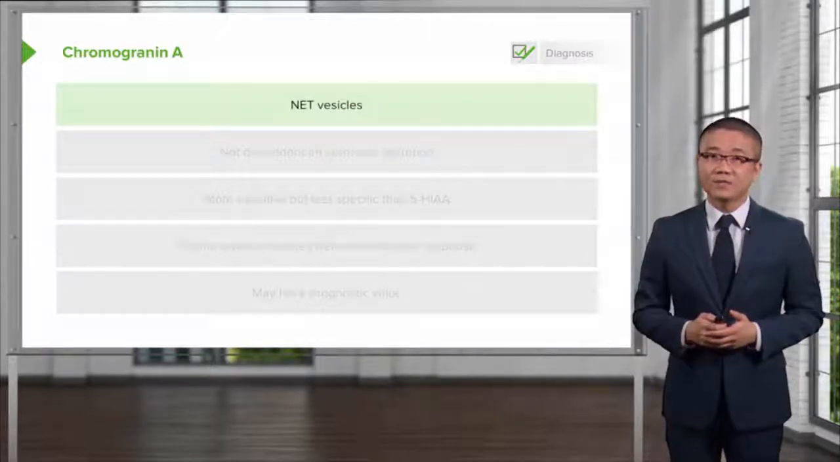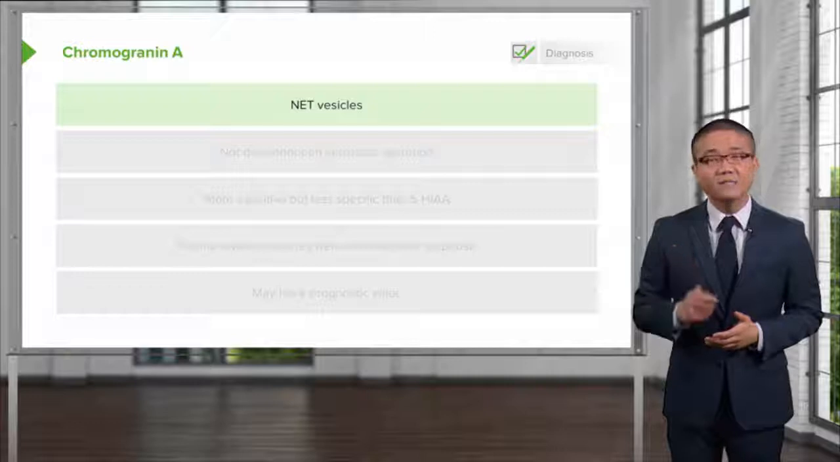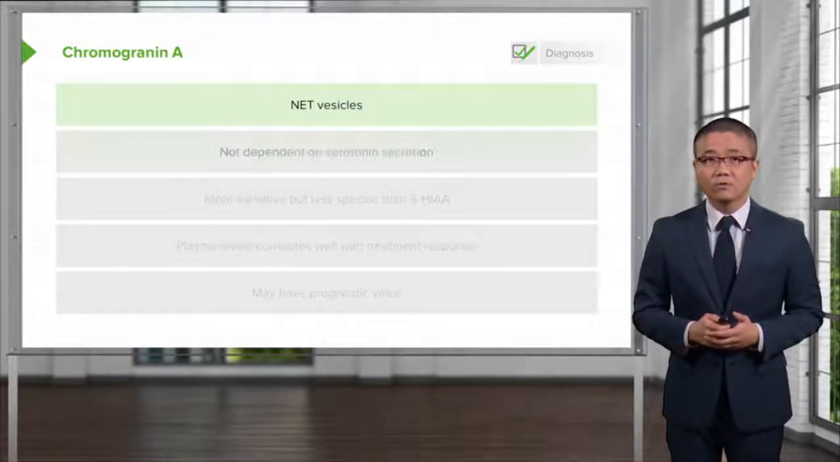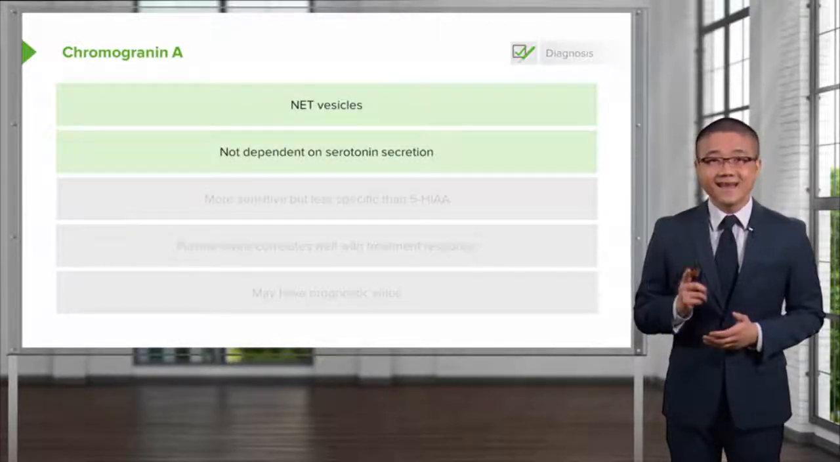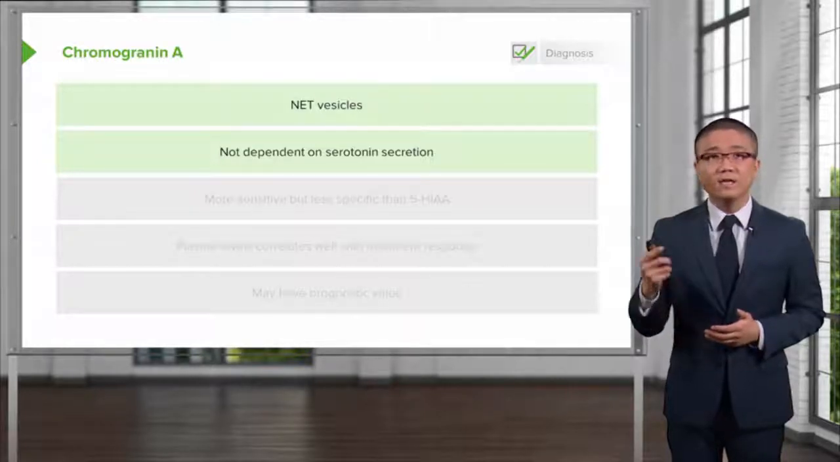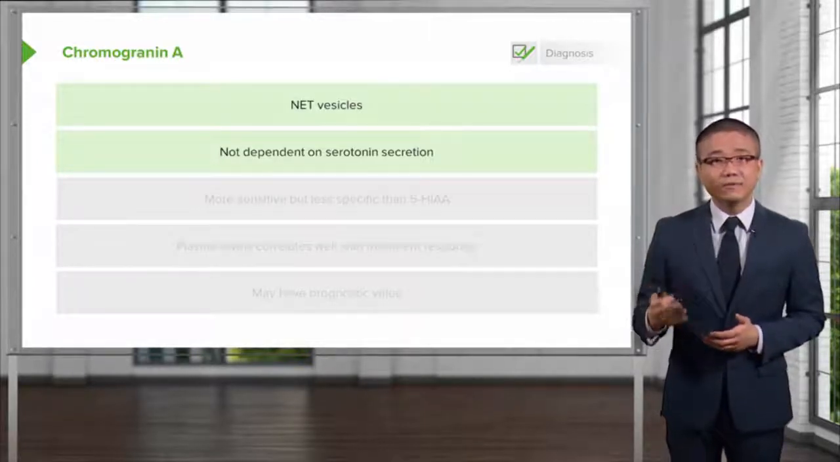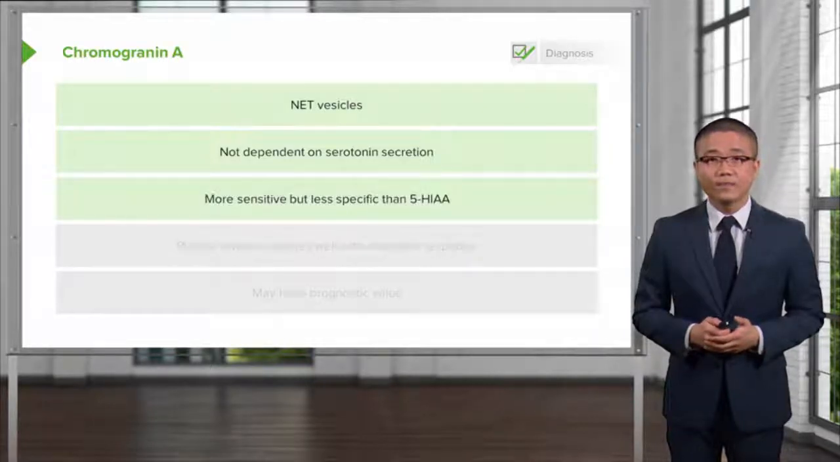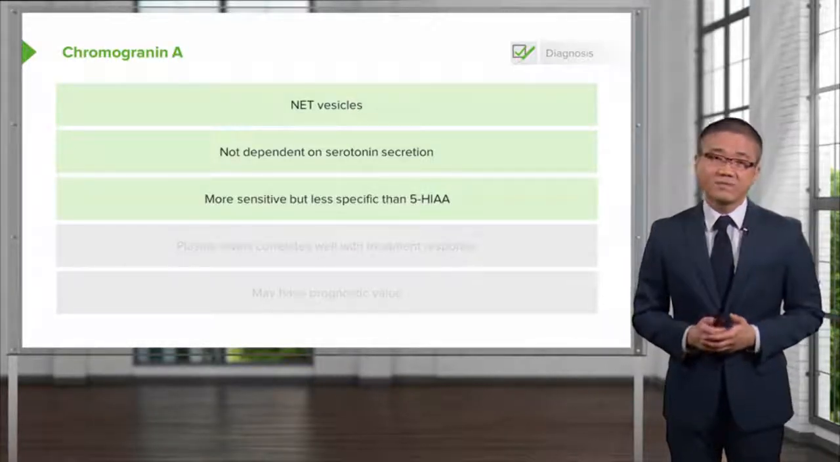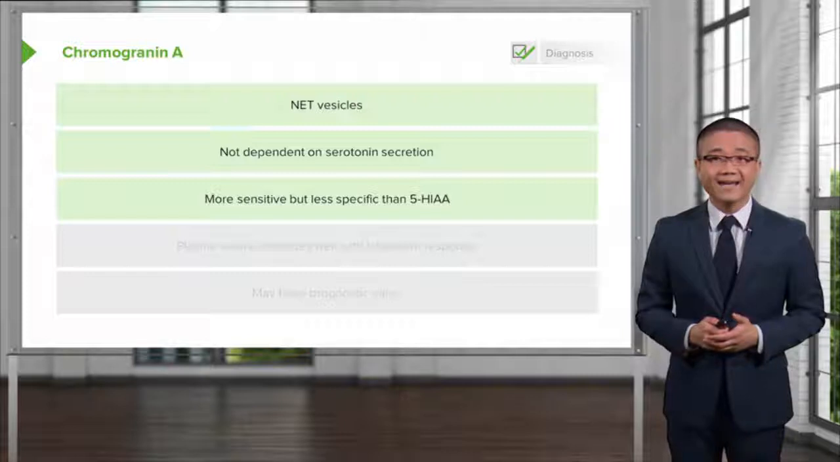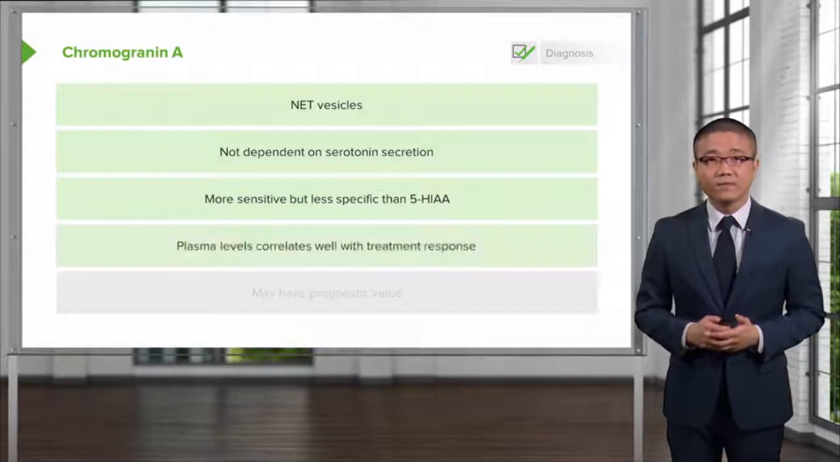Neuroendocrine tumor vesicles secrete chromogranin A, which is very specific for neuroendocrine tumors. It is not dependent on serotonin secretion, making it very ideal for our diagnoses. It is more sensitive but less specific, unfortunately, than 5-HIAA. Recall, 5-HIAA is a metabolite of serotonin.